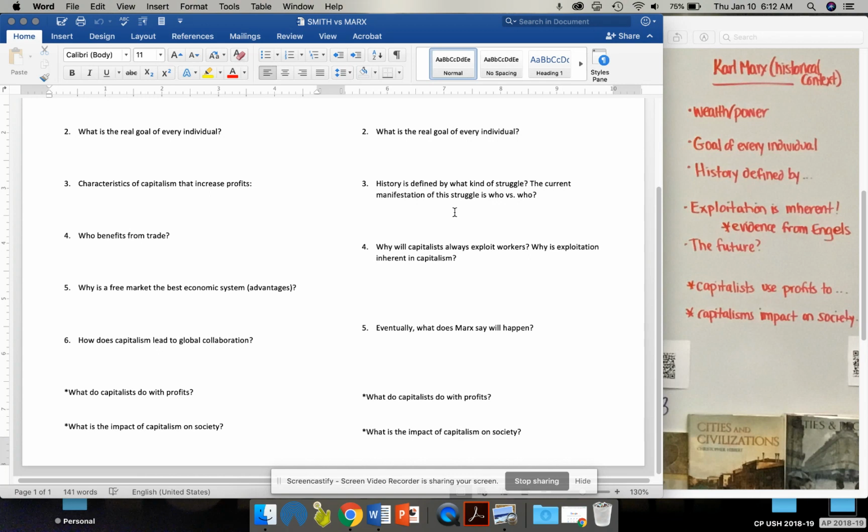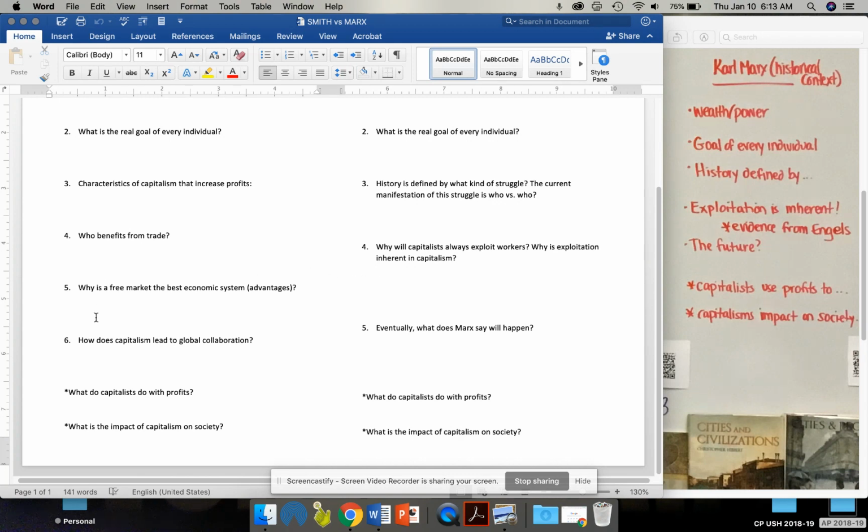And increasingly, this is becoming a class struggle between the bourgeoisie, who are your capitalists. Once again, remember, this is the bourgeoisie coming from the French Revolution. And then versus the proletariat, who are your workers, right? The haves versus the have-nots, the 1% versus the 99%. Down here, why will capitalists always exploit workers? Why is exploitation inherent in capitalism, according to Karl Marx?